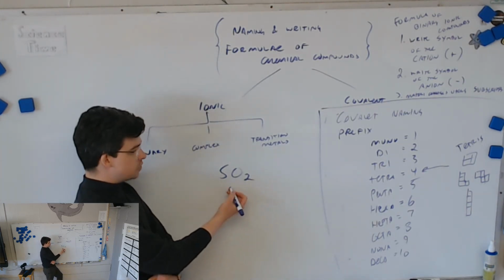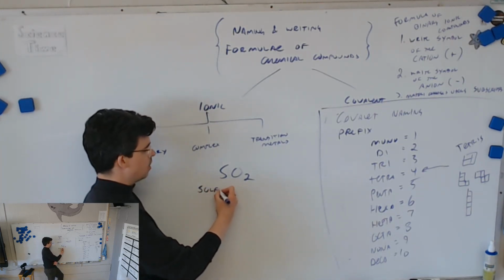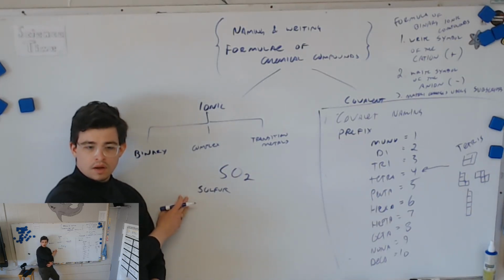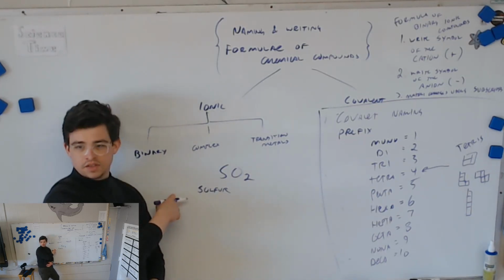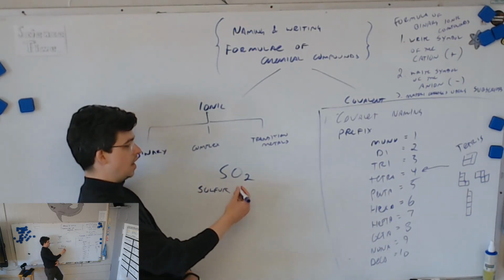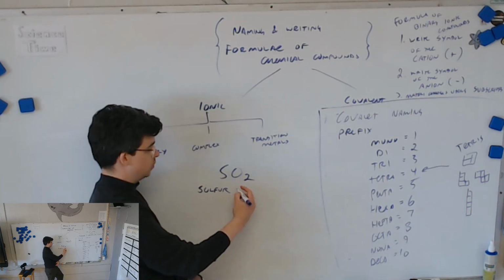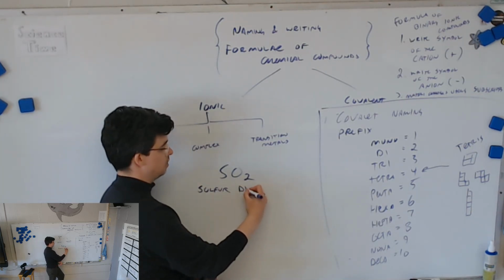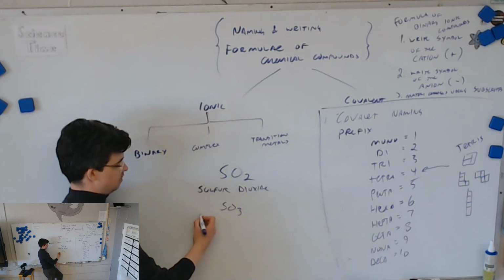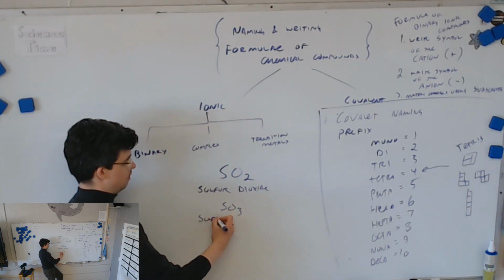So for this, we name it sulfur. We usually omit the mono unless it's differentiating between two different compounds. We'll talk about that in a second. But we just call it sulfur. How many oxygens are there? Two. So we call it what? Sulfur dioxide. What about this one? Sulfur trioxide. There you go.